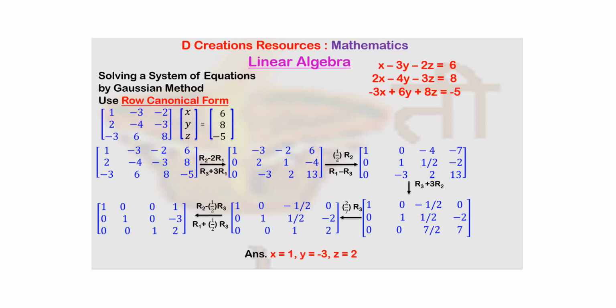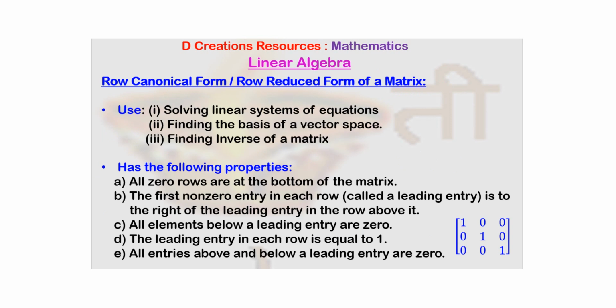We are looking at different concepts from mathematics, the subtopic linear algebra, and today's topic is solving a system of equations using row canonical form. If you recollect, in our previous episode we have seen in detail what row canonical form or row reduced form of a matrix is. We have seen what its uses are, and in fact solving linear systems of equations is one of the applications which we are going to follow in this episode. And there are other applications as well.